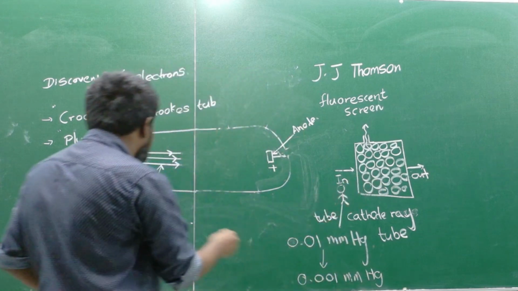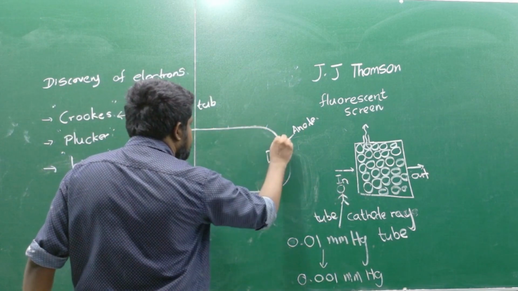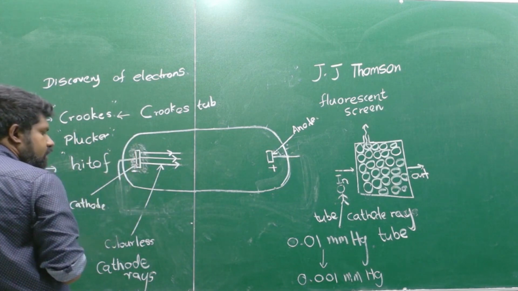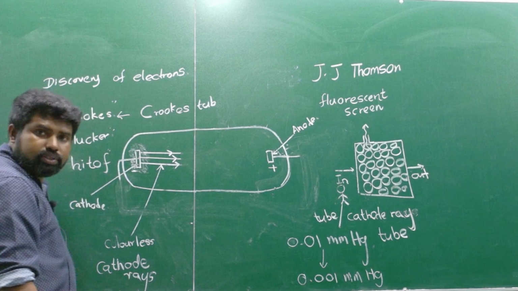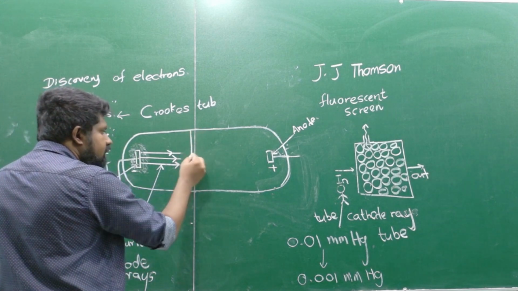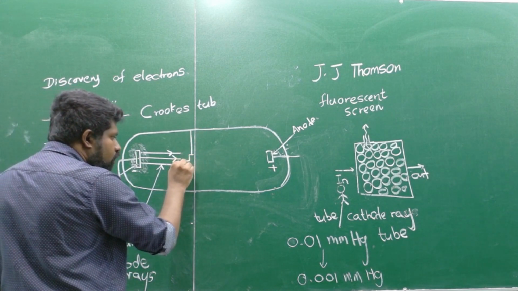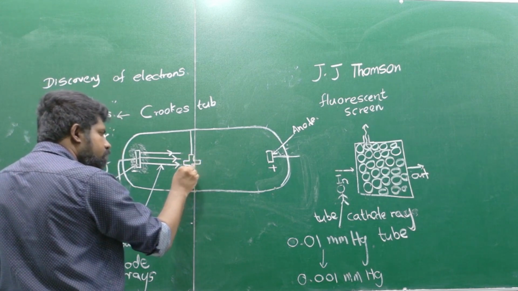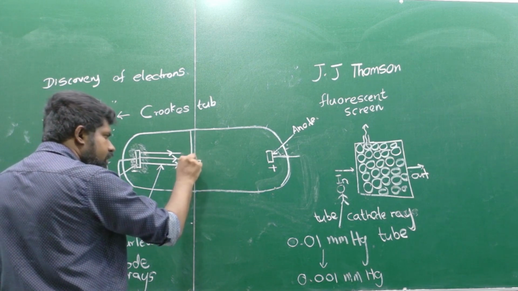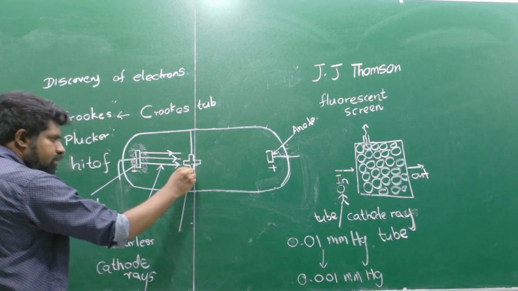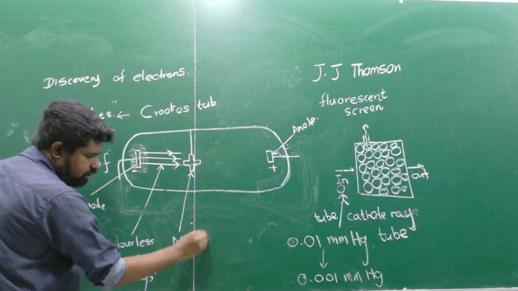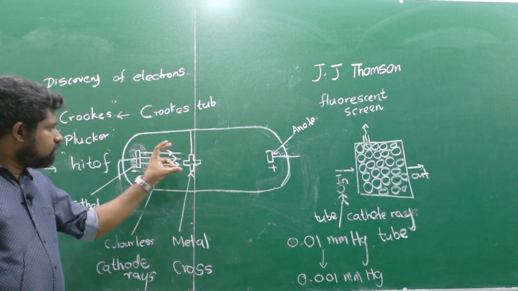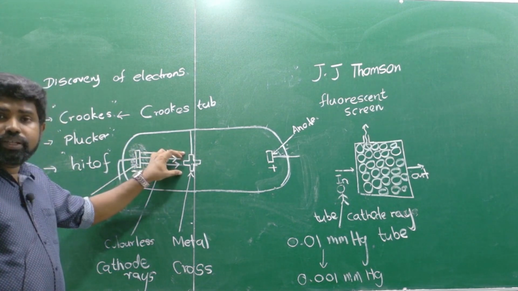So this is a tube. Let's say it's simple: cathode and anode are there, and the voltage supply is also there. Then cathode rays are there. What he did was he placed an opaque object, opaque meaning non-transparent, a cross. A metal cross was placed in the path of the cathode rays like this.